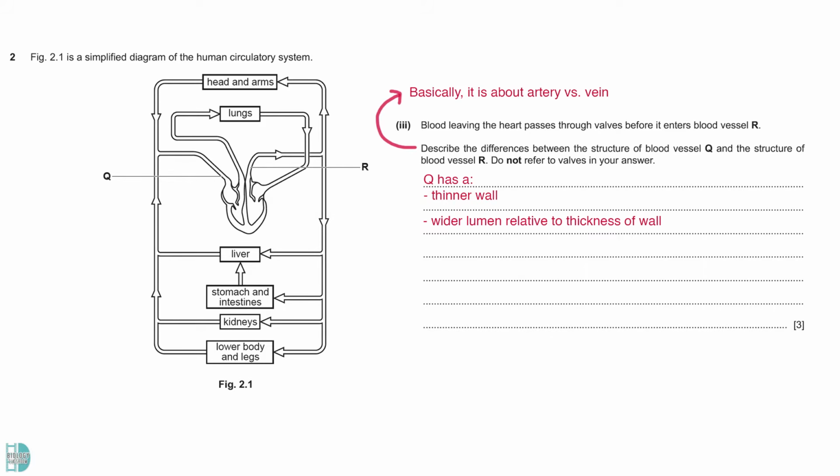Due to the thinner wall, their lumen is wider in relation to the thickness of the wall compared to the artery. They do not have a thick tunica media, hence they also have less smooth muscle proportionately, as it is the main type of tissue found in tunica media. Lastly, they do not need to be as elastic as artery, so they have fewer elastic fibers.